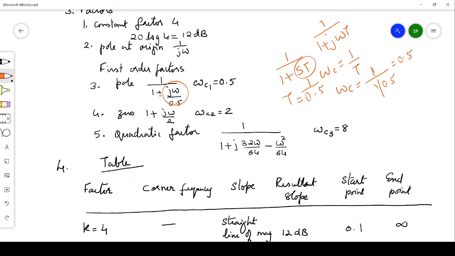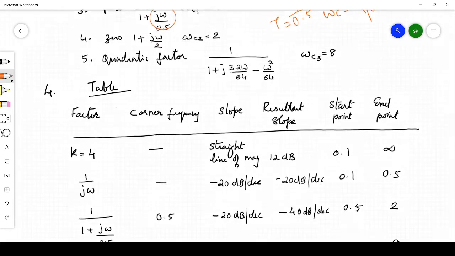Similarly, you get the corner frequency for the zero factor as 2, and for the quadratic factor the corner frequency is 8, as I already explained how to find that. Now we will form the table.